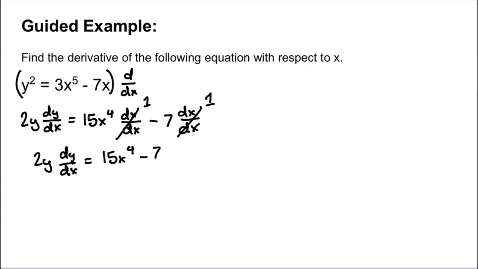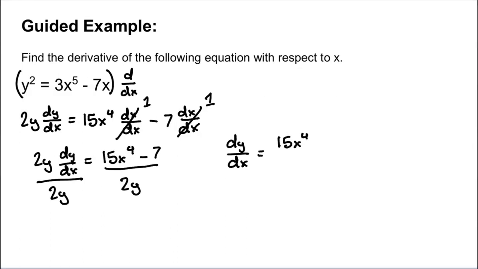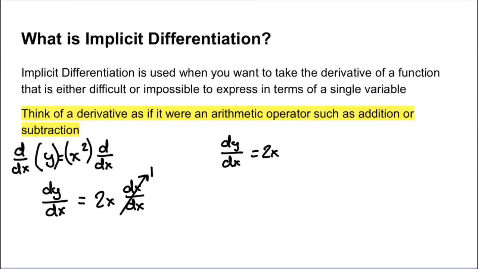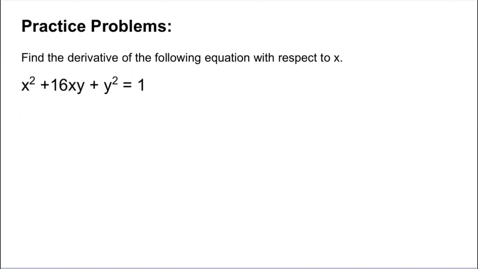And now our goal is to isolate dy dx. That's what finding the derivative entails. So we're going to divide both sides of this equation by 2y to get our final answer of dy dx is equal to 15x to the fourth minus 7 over 2y. It's in terms of x and y because we found the derivative implicitly, whereas when we found it explicitly here, it was only in terms of x. So now let's look at another practice problem.